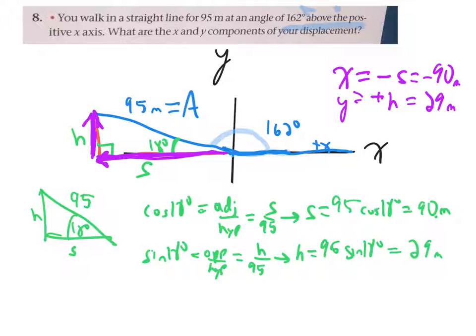Either of these are perfectly acceptable ways to do the problem, and it really comes down to which one you're most comfortable with. But it is important at some point to verify that your components have the plus or minus that is appropriate for the way they actually point.